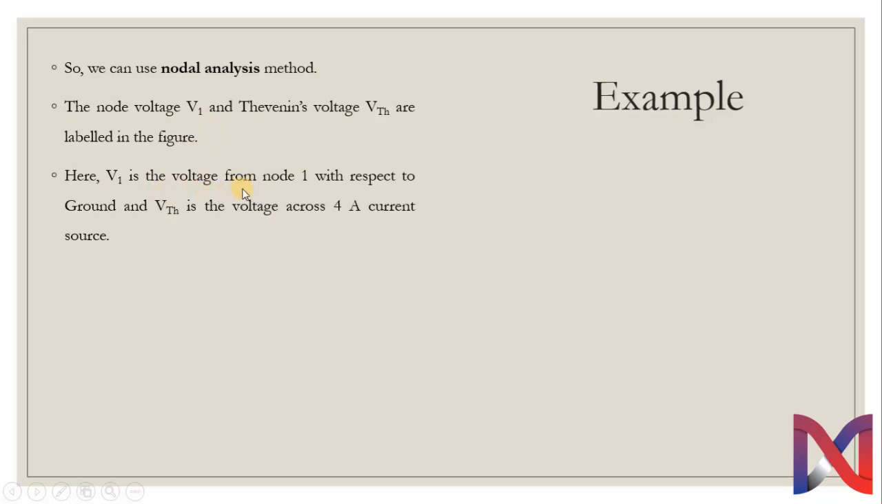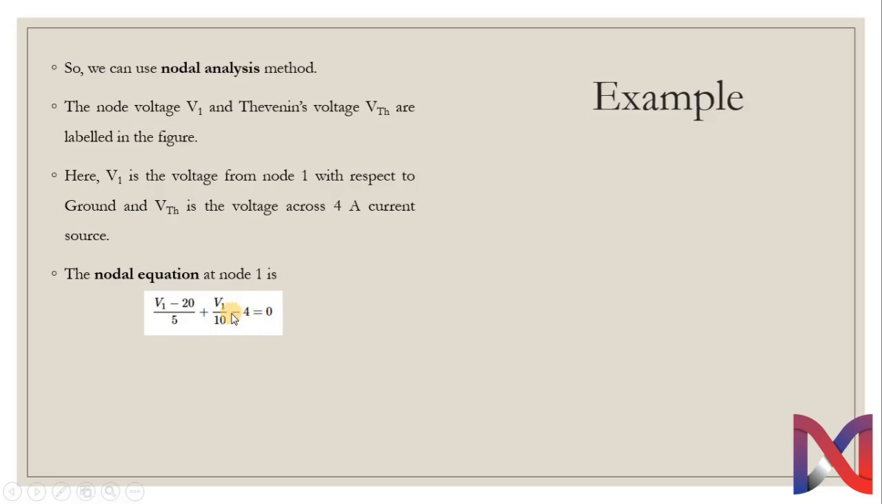V1 is the voltage from node 1 with respect to the ground and VTH is the voltage across the 4 ampere current source. As I already mentioned, VTH is lying on the extreme right side where V1 is our node voltage. The nodal equation at node 1 will be (V1 minus 20)/5, where 20 is the source, plus V1/10 minus 4.